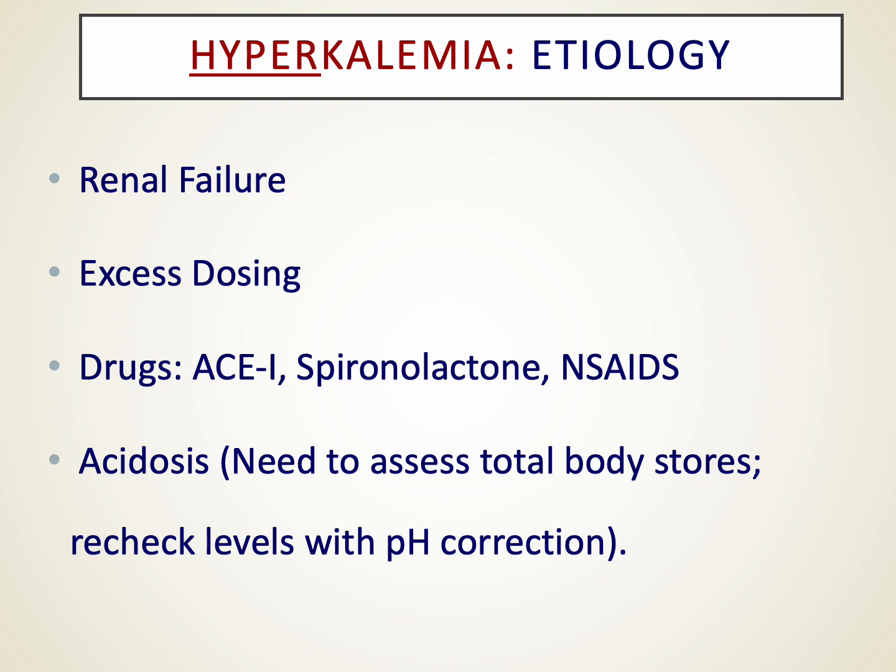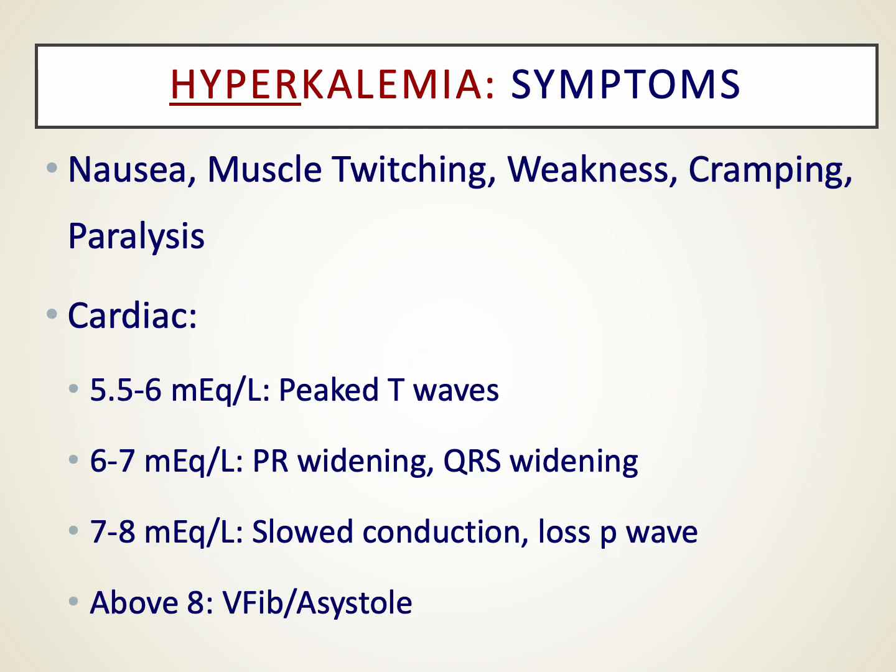And then, as we alluded to in the earlier case, acidosis would result in shifts of potassium extracellularly, which elevates the serum potassium level. So it is important to interpret any potassium level in light of serum pH. The symptoms of hyperkalemia could be muscle twitching, nausea, cramps, paralysis, but our biggest concern is going to be cardiac. And depending on how high potassium goes, we'll see different cardiac changes.